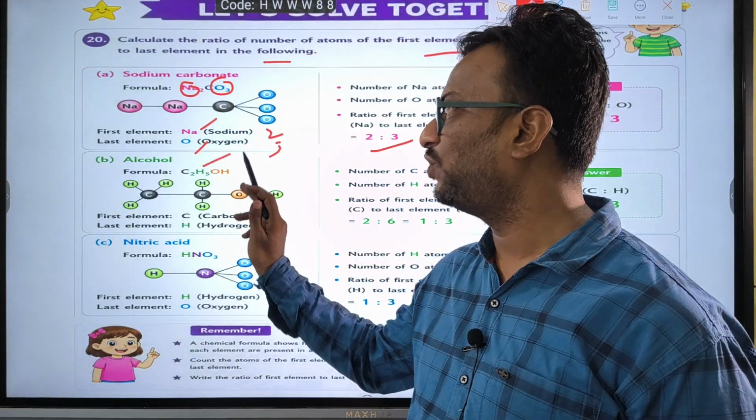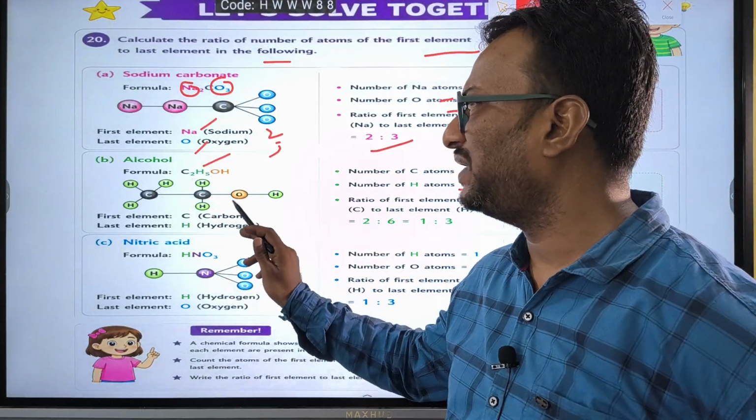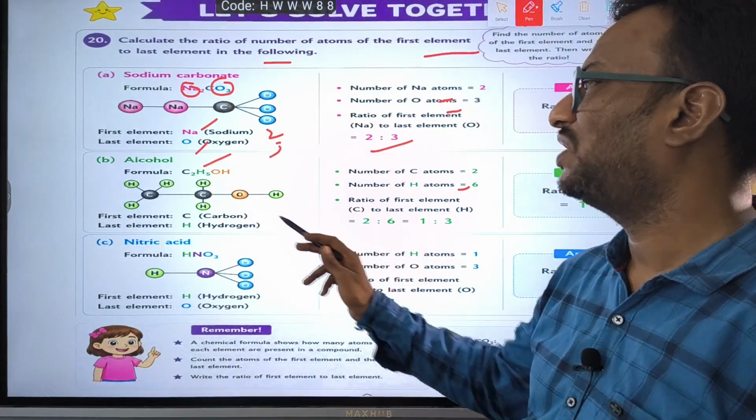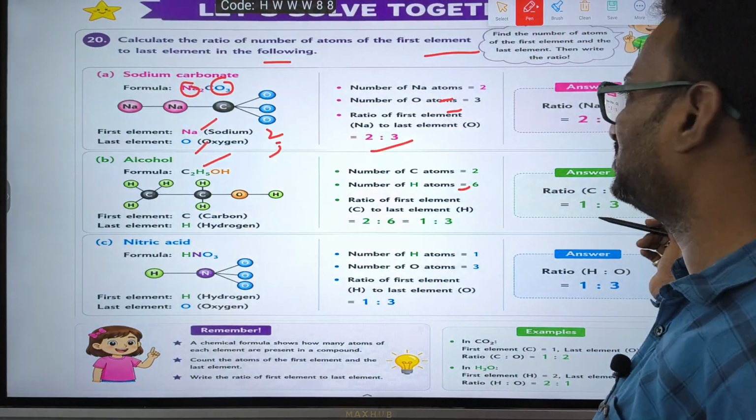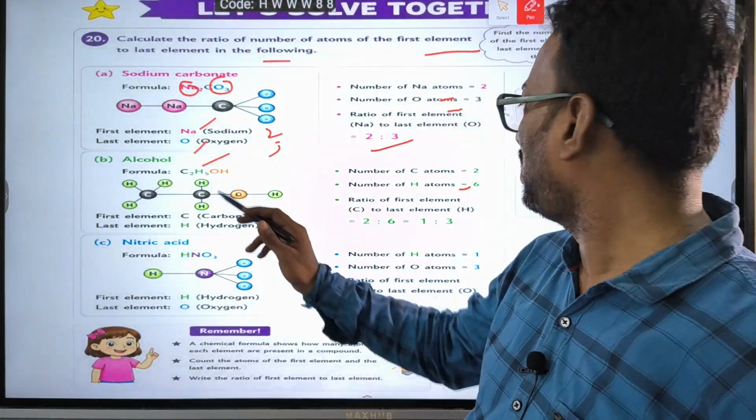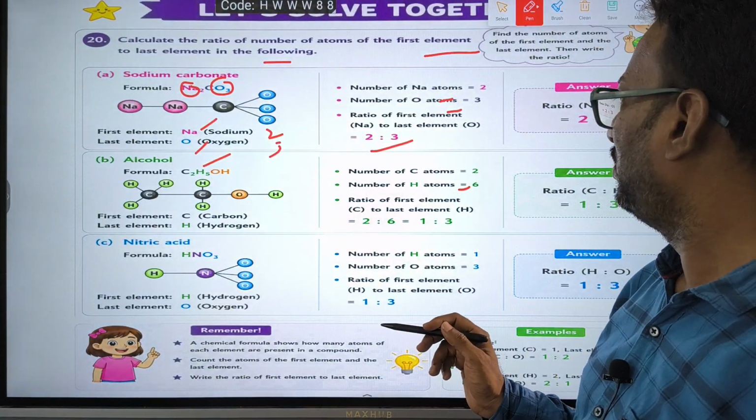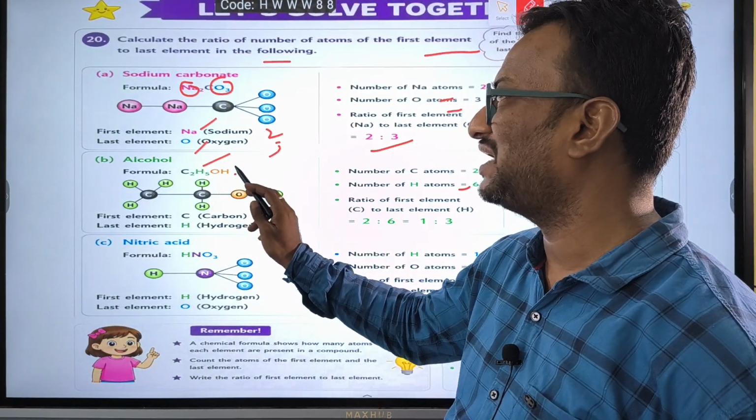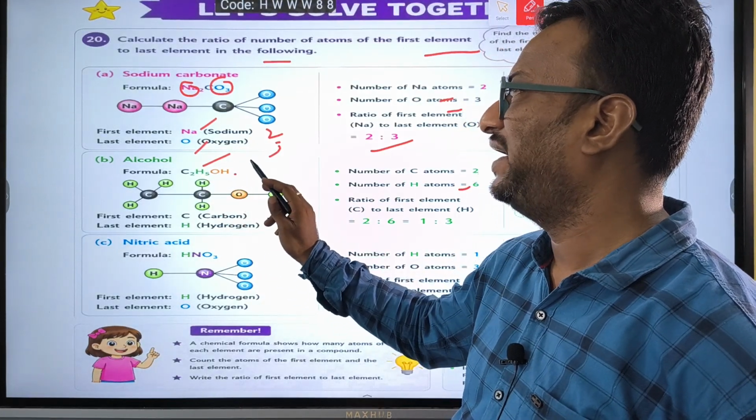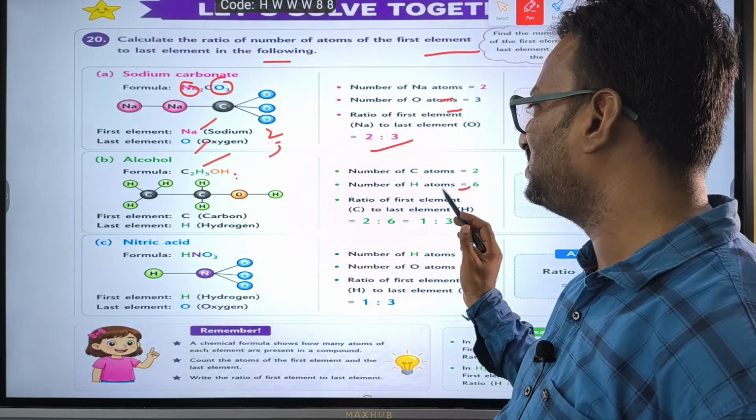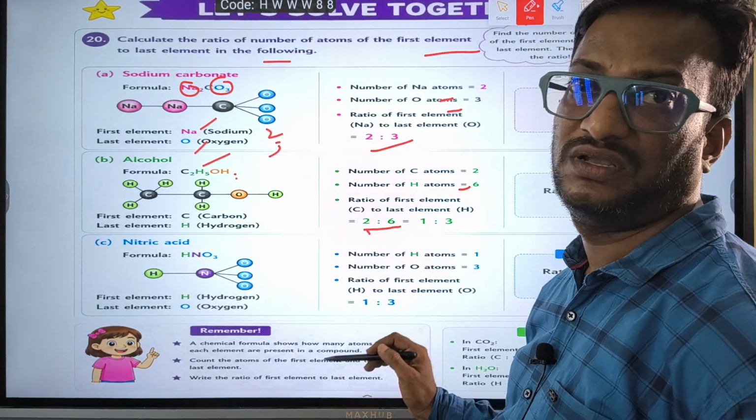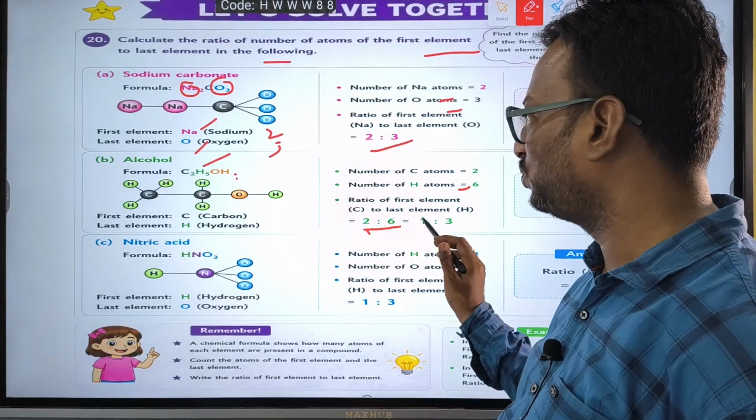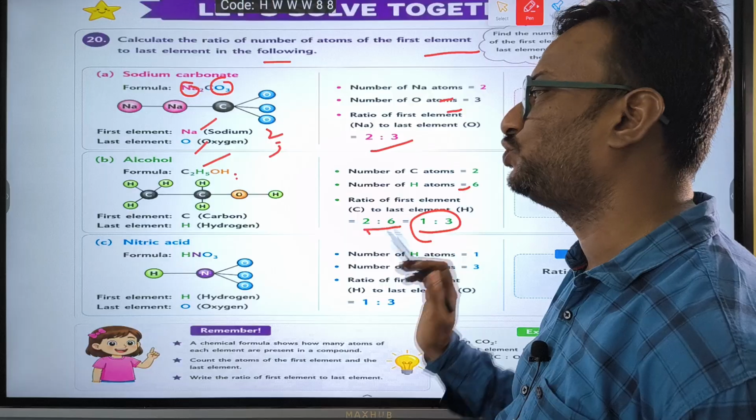Alcohol, C2H5OH. The first element is carbon and the last element is hydrogen. The first element has 2 atoms. In the middle also it has the same element, H5 plus H is H6, so hydrogen 6 and carbon 2, 2:6. If it is an even ratio, you have to divide that. 2 ones are 2, 2 threes are 6, so that will be a 1:3 ratio.